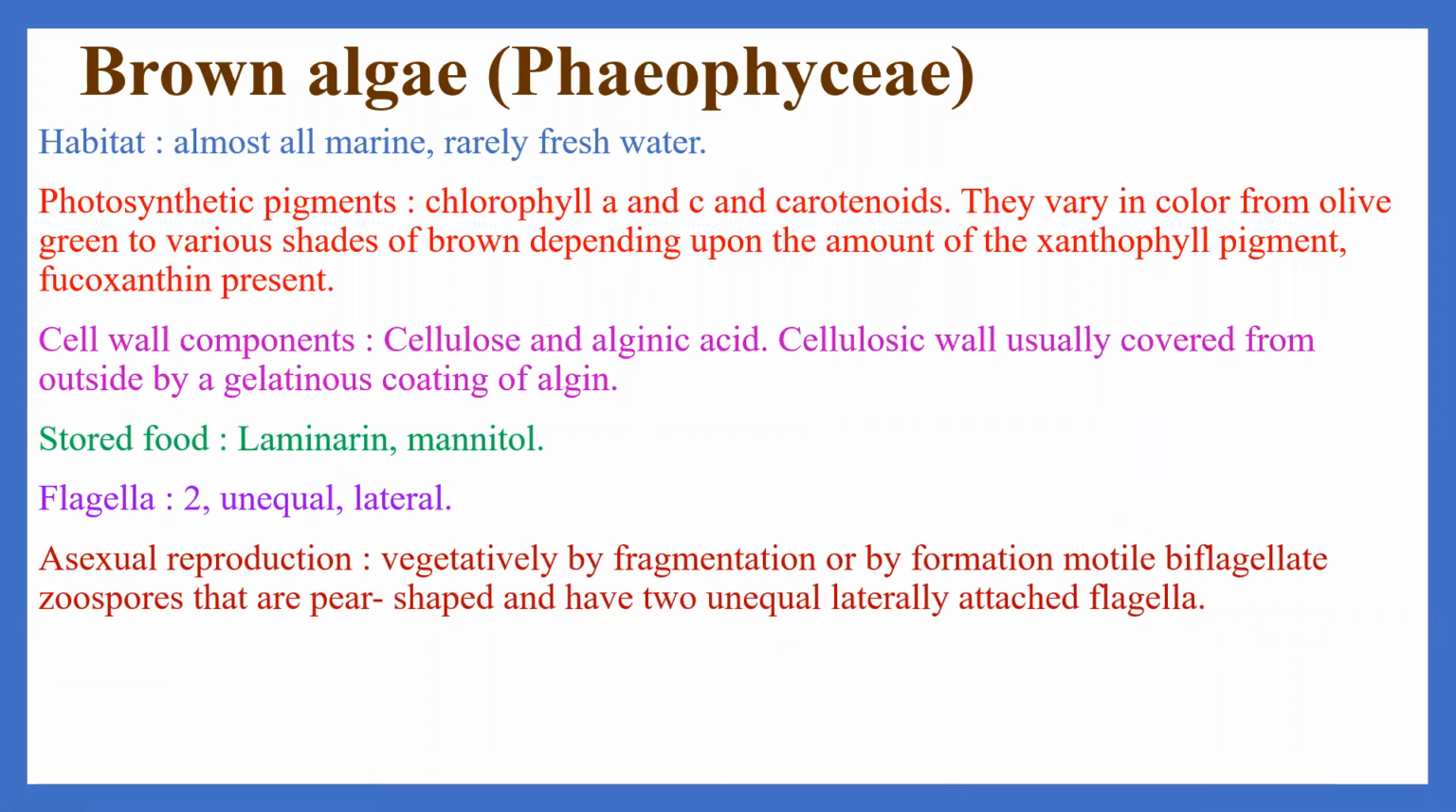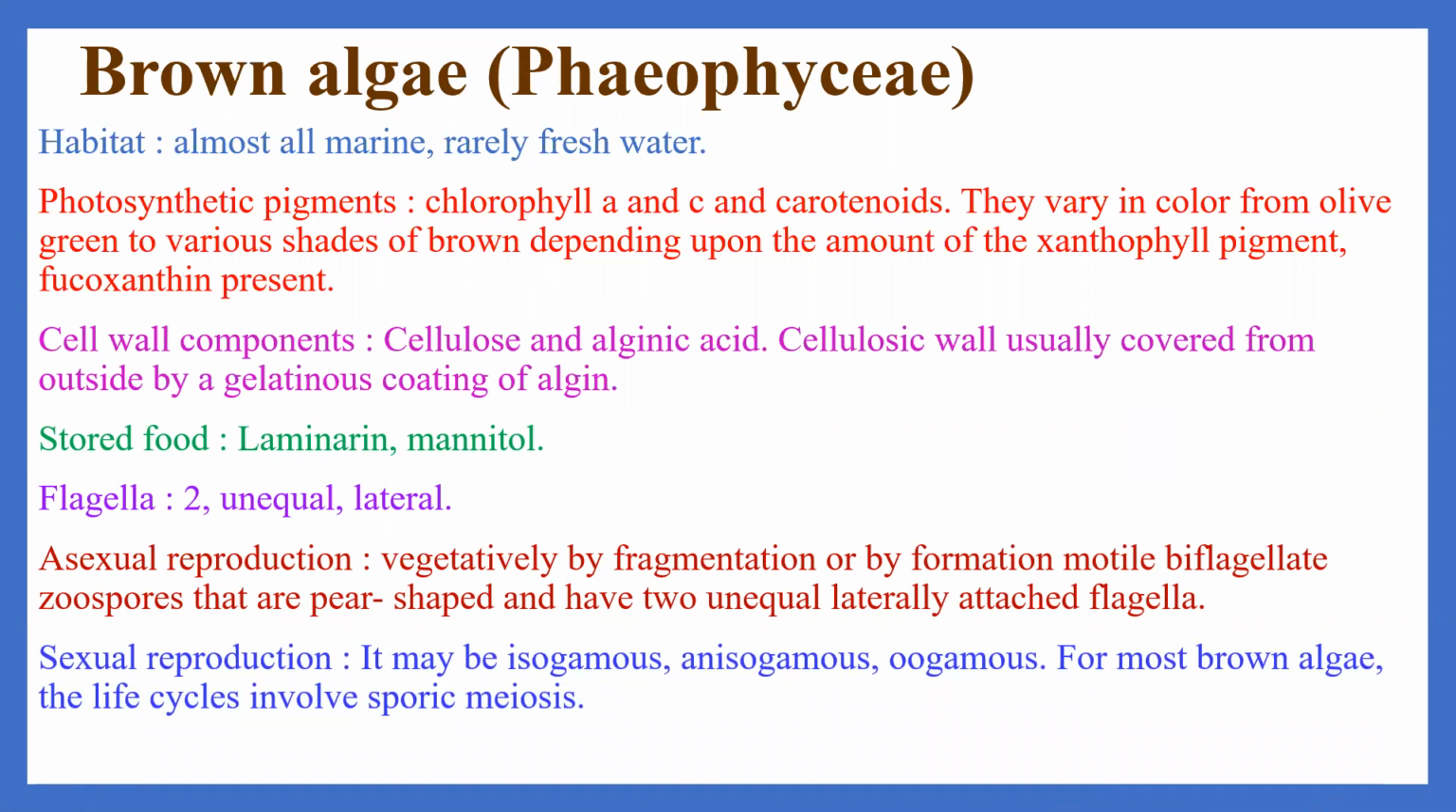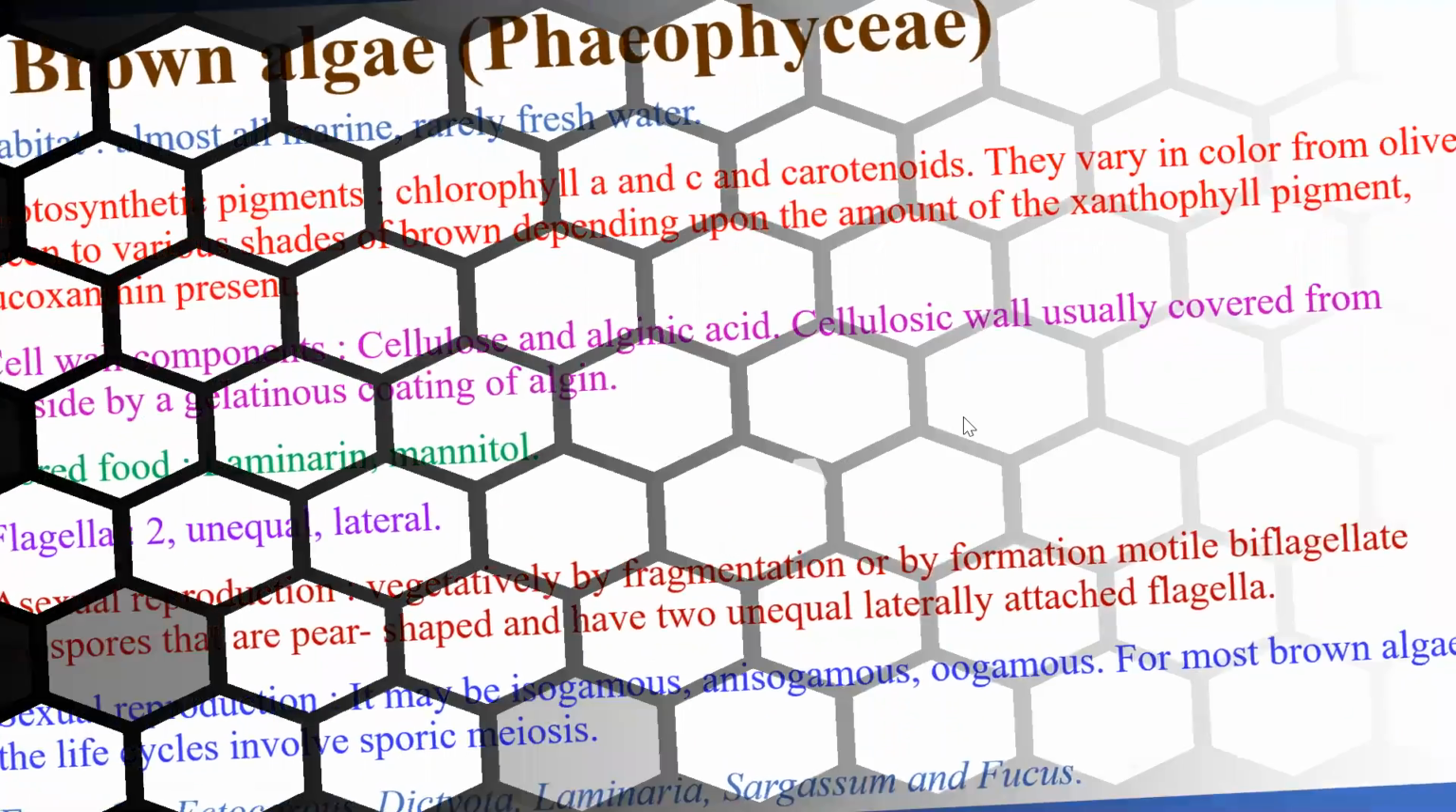Asexual reproduction is vegetative by fragmentation or by formation of motile biflagellate zoospores, which are pear-shaped and have two unequal laterally attached flagella. Sexual reproduction may be isogamous, anisogamous, or oogamous. For most brown algae, the life cycles involve sporic meiosis. Examples are Ectocarpus, Sargassum, Fucus, etc.